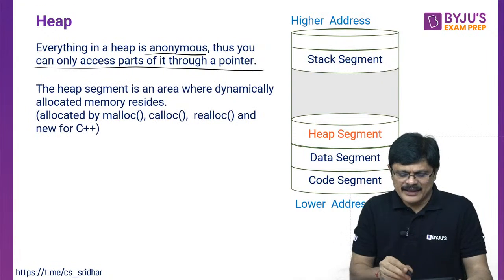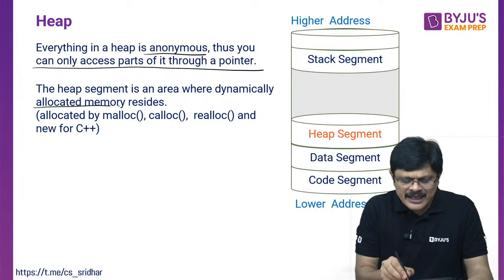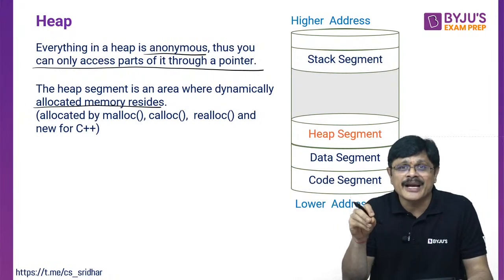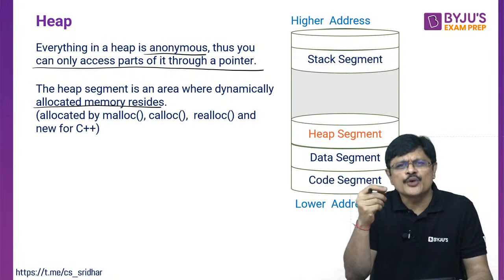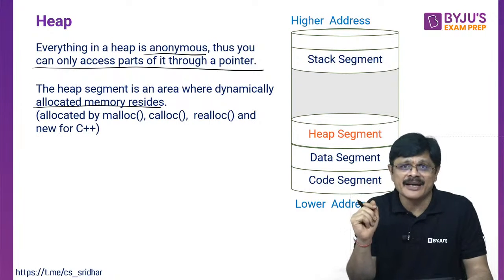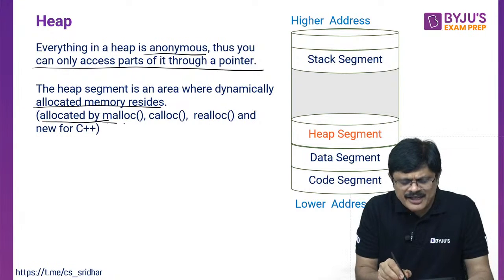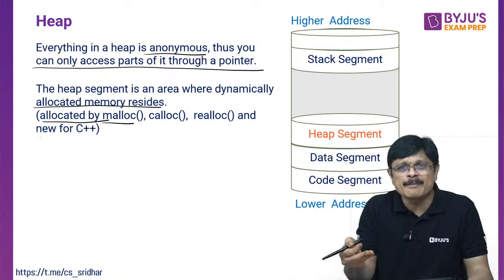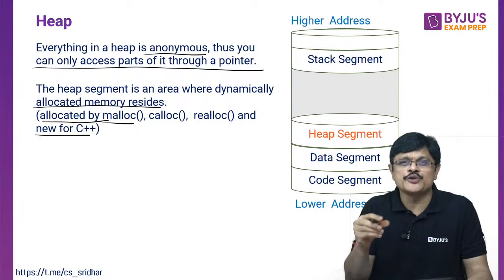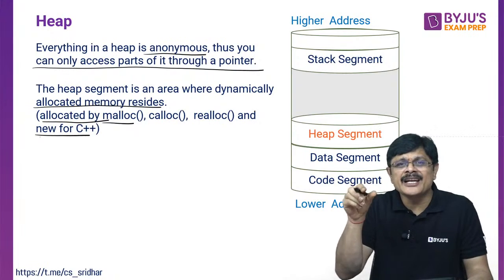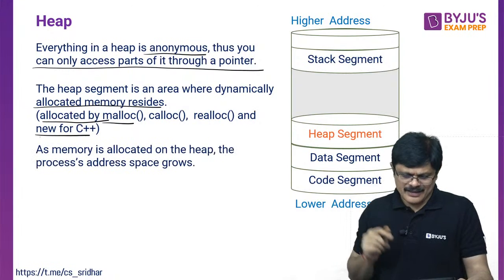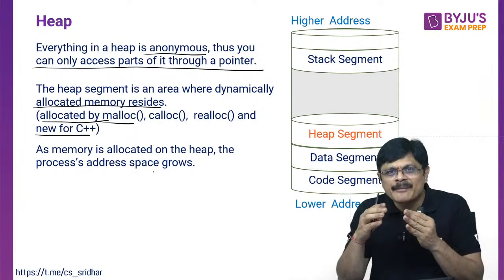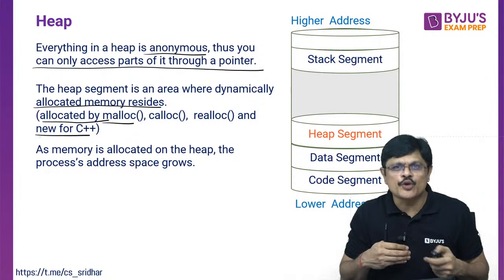The heap segment is an area where dynamically allocated memory resides. So at runtime, you have to create that particular memory dynamically. It is allocated by functions. There are some beautiful functions like malloc, calloc, realloc, and of course, if you are doing C++, the function called new will be used for creating this memory in heap, my dear friends. Memory is allocated on heap in the process address space. So as you allocate memory in heap, the process address space grows, my dear friends.